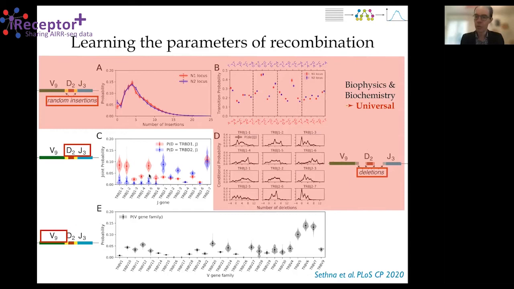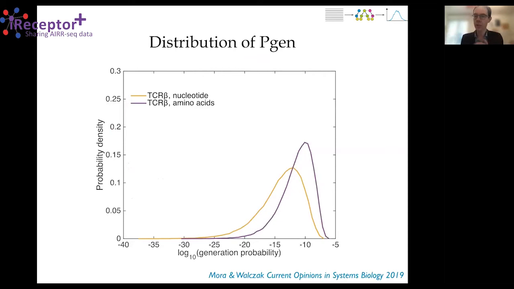To give you a sense of the orders of magnitude of what that generation probability is, here what I've shown is the histogram of this pgen for naturally occurring sequences, and starting here with TCR beta sequences. So you can see at the level of nucleotide, but it's still mostly true at the level of amino acids, the probability of a given TCR beta sequence is typically of the order of 10 to the minus 10, right? So which is very, very, very low.